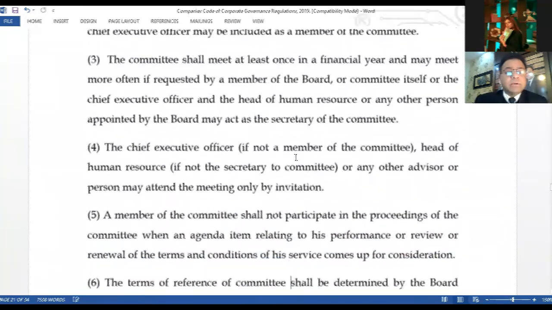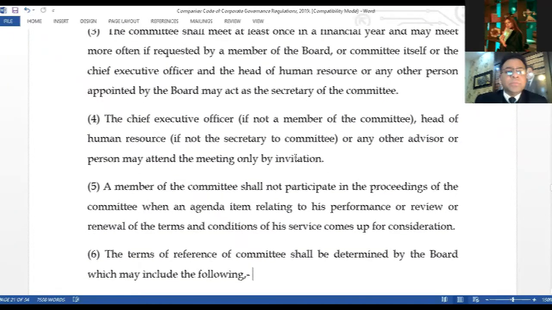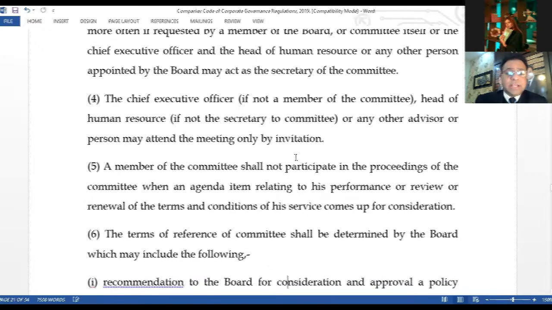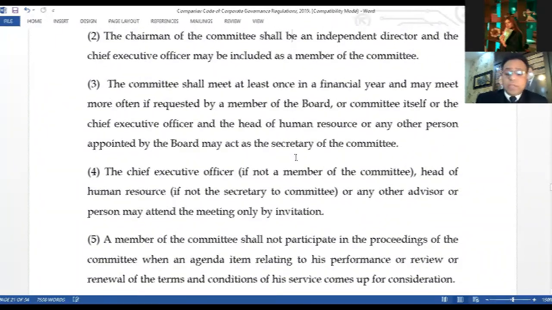Let's have a look at sub-regulations 4, 5 and 6. Especially regulations 4 and 5, first of all, we will go through, and afterwards we will look at the terms of reference of this committee. So in order to further assimilate, let me ask Mr. Kamran Shaukat to share regulations 4 and 5 with the participants.